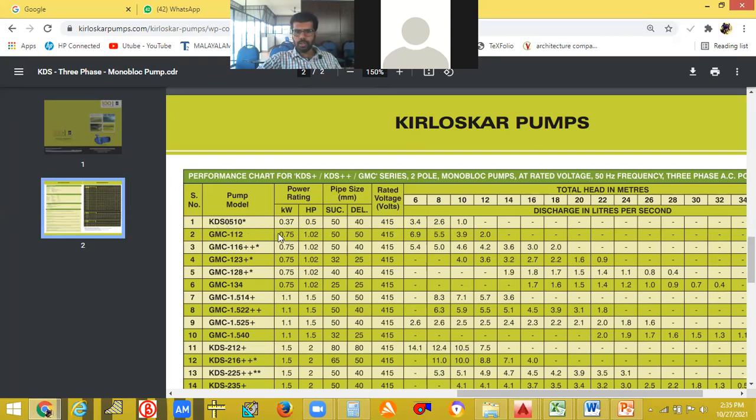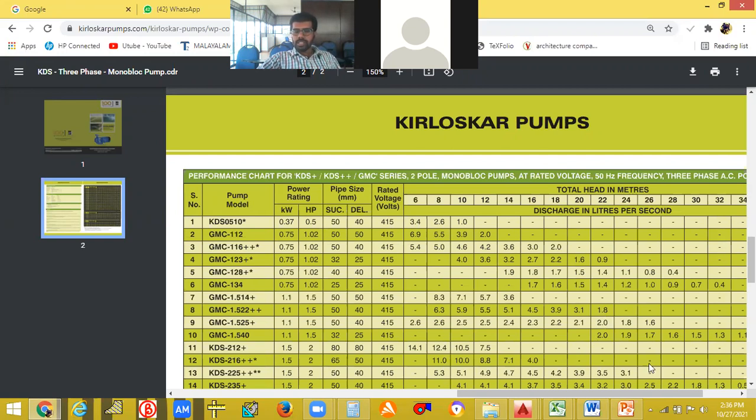So they will be giving you this. Okay. So depending upon the head, you can see here. If your house or your overhead tank is at a 12-meter height, you cannot choose this 0.5, because the maximum head it will give is only 10, and the flow rate is 1 liter per second. That is the flow rate, 1 liter per second.